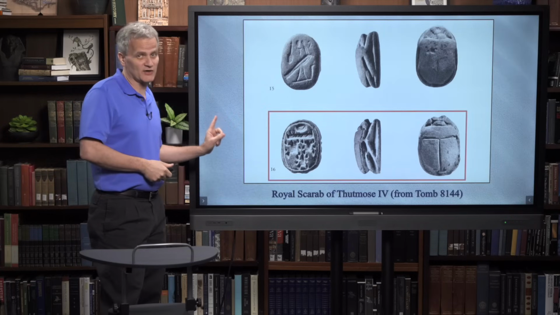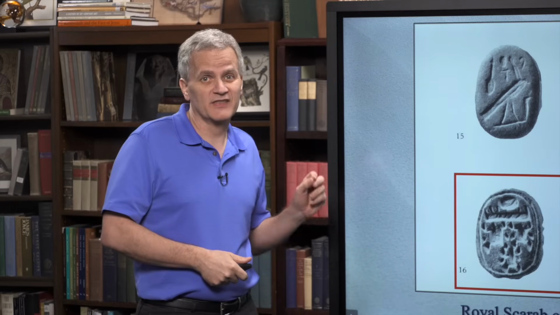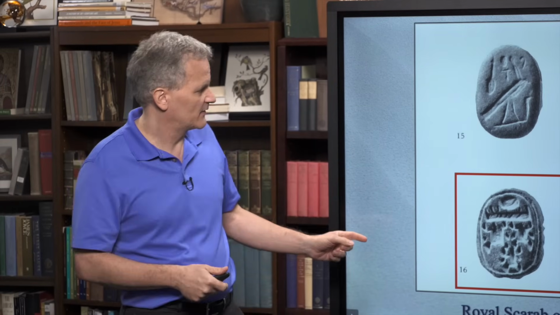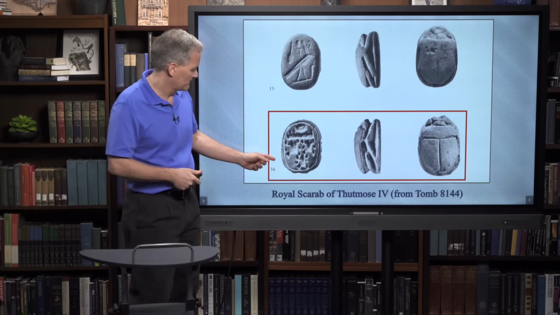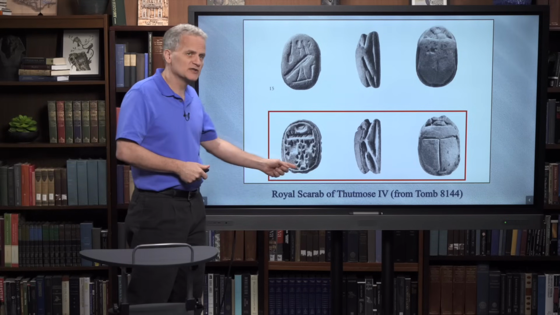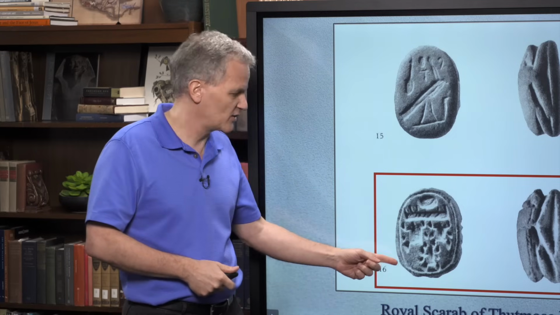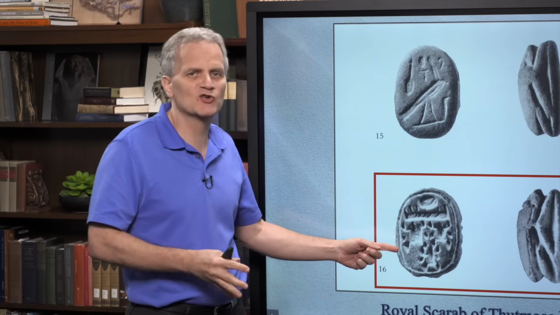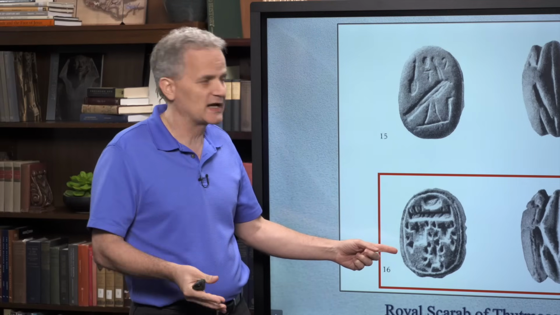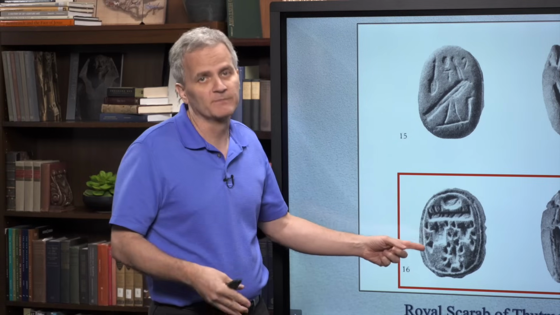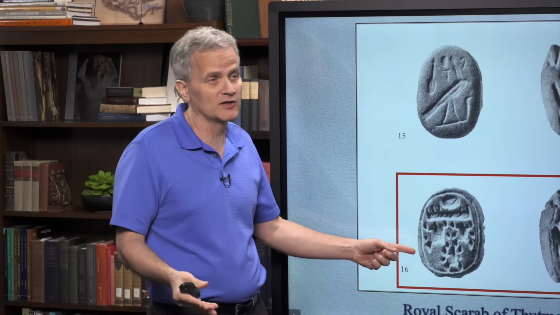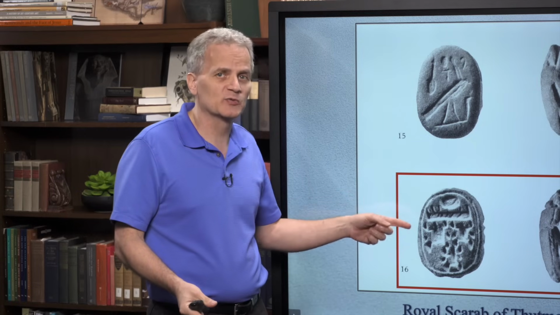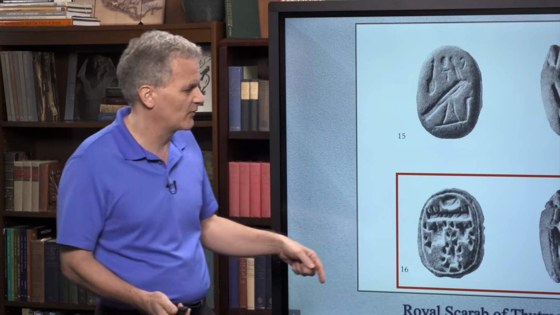Here now is that scarab I was telling you about. This scarab is from the reign of Thutmose IV. And you can see there's an inscribed cartouche here that's not that discernible or visible to the untrained eye, but we'll look at the drawing of it in the next slide, and that will make it clearer. So this scarab was found in Tomb 8144.